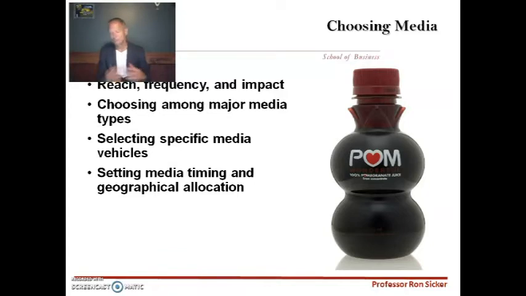Pepsi will hit you really hard in the summertime, then maybe real hard around sporting activities. So they pulse. It's pulsating. They'll hit you real hard and back off. Then hit you real hard and back off. And then there's flighting. Flighting would be Cadbury eggs. They hit you real hard around a specific time, and then they back off and you don't see them again. Scott's Turf Builder, the lawn care. They hit you real hard in the spring. They don't hit you again. So those are all some of the things that you need to think about as you're choosing your media.